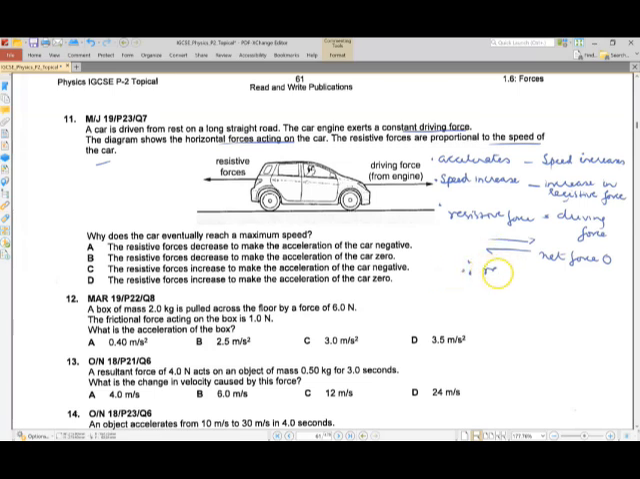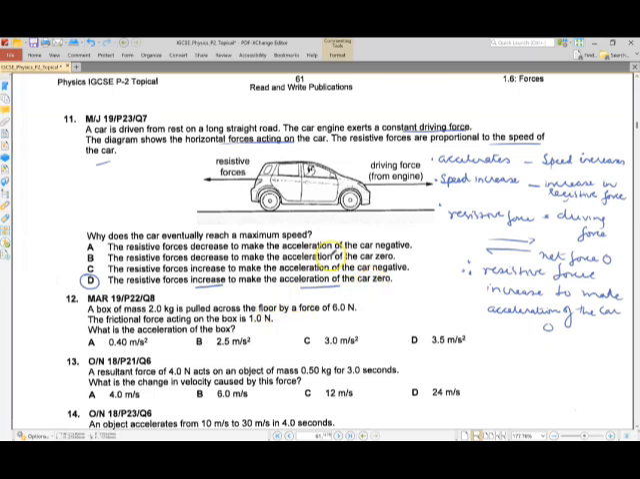Resistive forces increase to make the acceleration of the car zero. So, according to all of this which I've explained, D is the correct option, which states that the resistive forces increase to make the acceleration of the car zero.